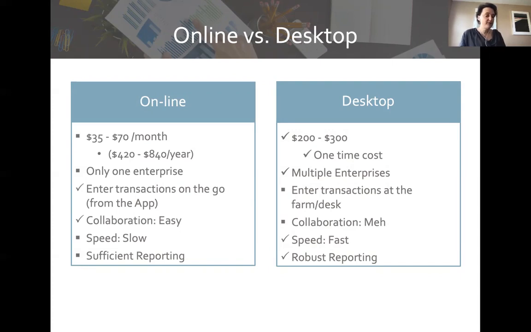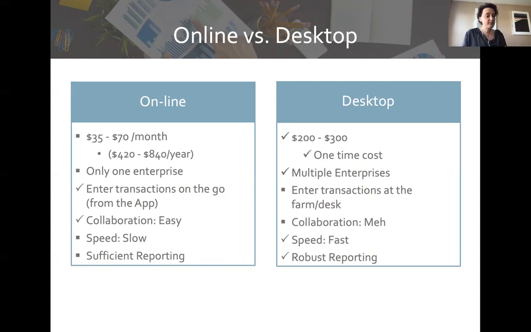Now, if I were to be doing this in the online version, I would need to have a $35, $70 subscription for each of those different enterprises. I'm working with a client right now who has a farm business and a restaurant business, and they're separate entities. And if you're online, you're going to need a separate subscription for each of those entities. Whereas if you're on the desktop, you can have multiple companies.